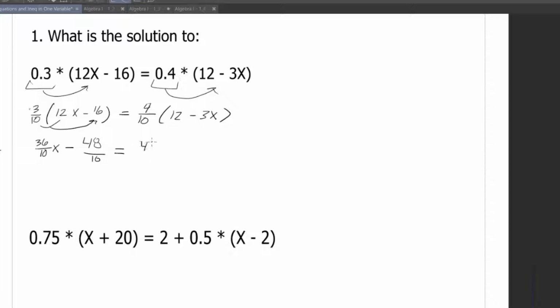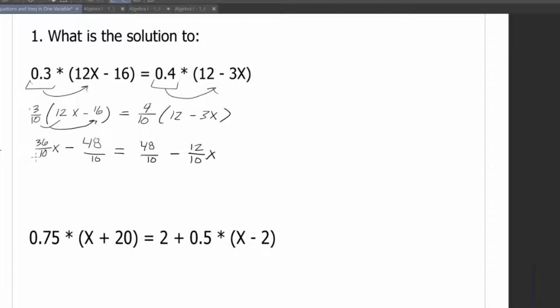It's going to be 48 over 10 minus 3 times 4, or 3 over 1 times 4, 12 over 10x. Now that we have these two sides, the equation is 36 over 10x minus 48 over 10 equals 48 over 10 minus 12 over 10x.